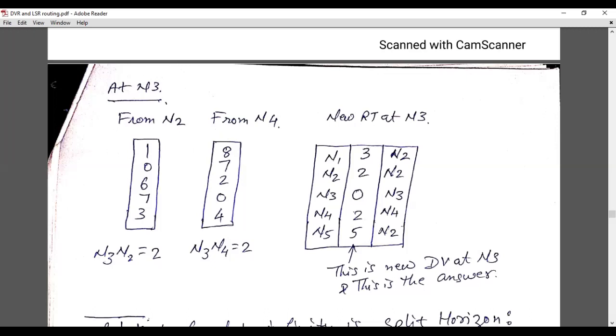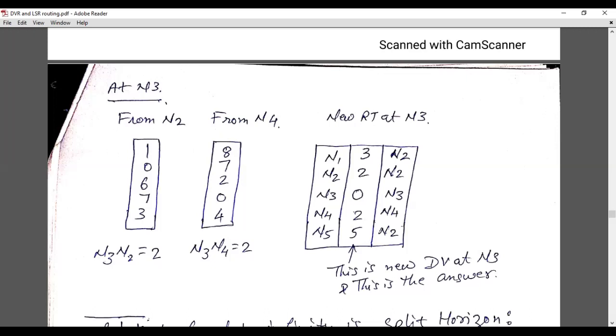So what change will be there? We'll have to find the new distance vector. We have seen this. 2, 2 will be added to 1, 8, so the minimum is 3, and that is through N2. Likewise, 2, 2 would be added to 0, 7, so it is through N2, right? And N3, by default, we are looking for N3. That's why it is 0.